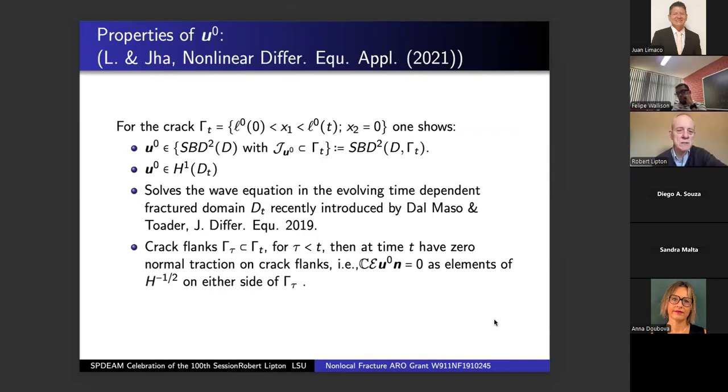if we're in 2 dimensions, it's just the Hausdorff measure, the H1 measure of the jump set, the Griffith-type fracture energy. And we also have zero traction on the crack flanks. We find that this is true. And so we find that we actually agree with the solutions of Dal Maso and Toader, which was reported in the Journal of Differential Equations in 2019.